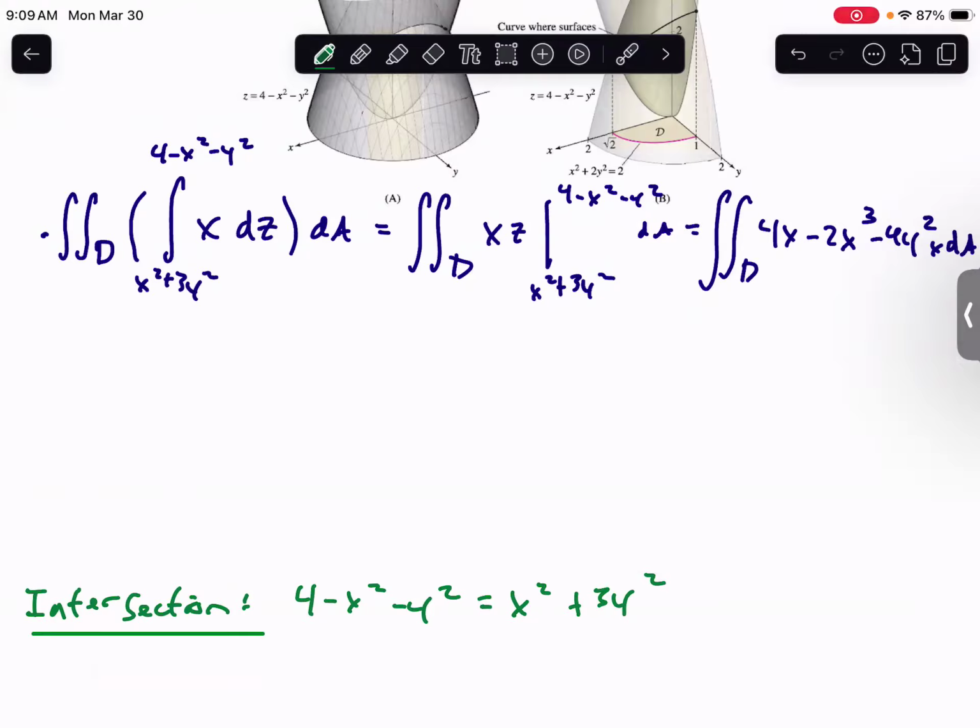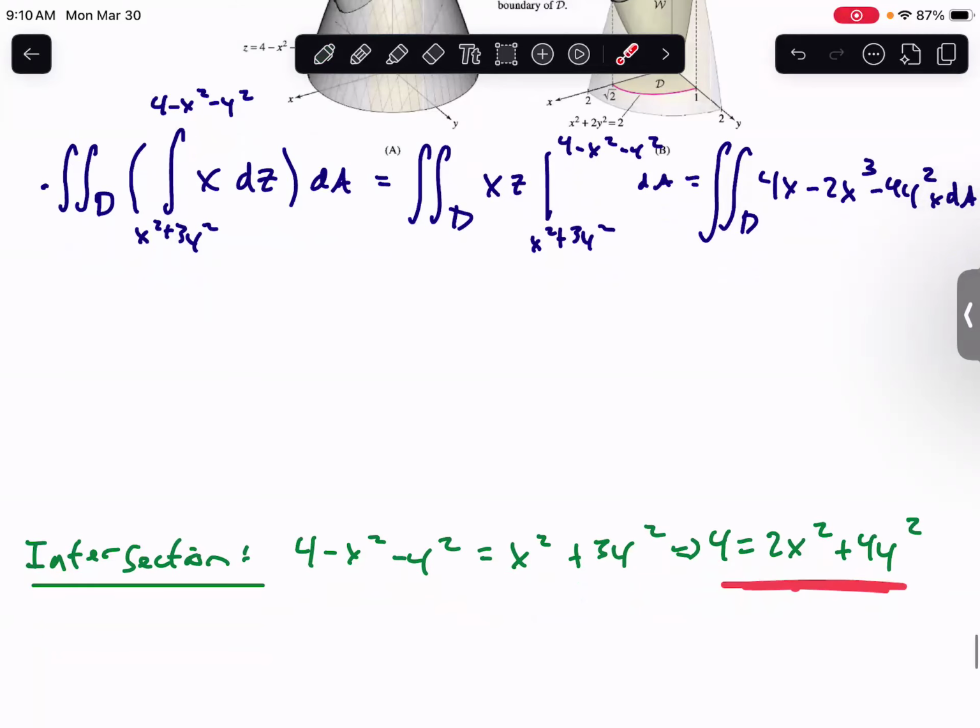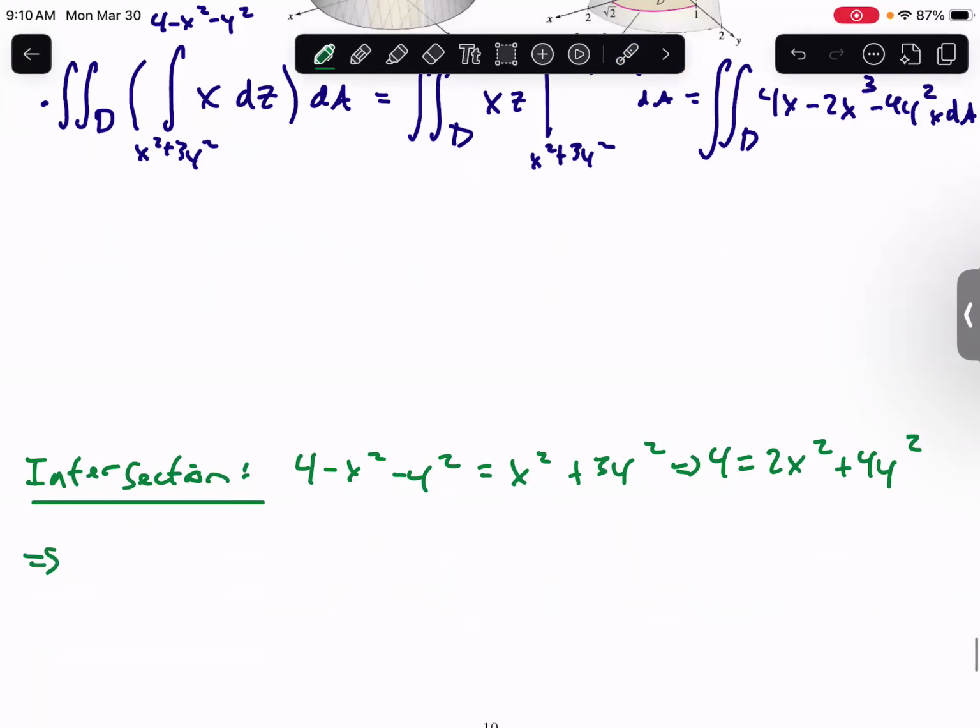And again, we have a bunch of squares, and we want to combine these terms together. We have the x squared and the y squared. We can bring them over to the other side and maybe we'll get something easier to work with. So this is going to be 4 equals 2x squared plus 4y squared. So we have this equation here, and all of this is divisible by 2, so I'm just going to divide everything by 2. You get 2 is equal to x squared plus 2y squared.